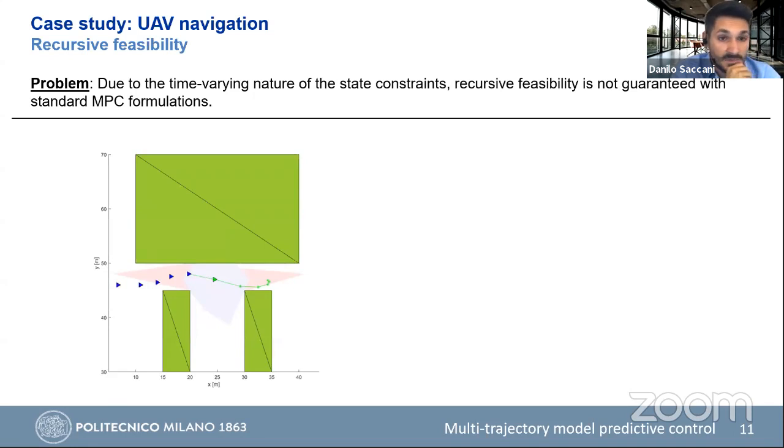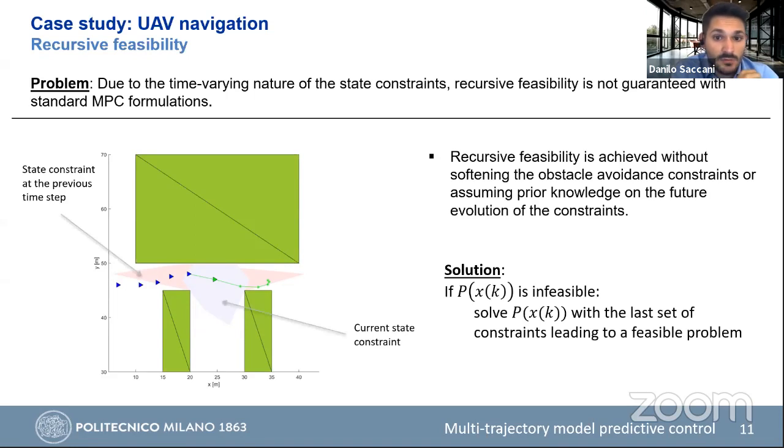However, due to the time-varying nature of the state constraints, a problem arises since the recursive feasibility is not guaranteed with standard MPC formulation. A standard practice to ensure the recursive feasibility is the use of a slack variable to soften the obstacle avoidance constraints. However, this approach allows the predicted trajectory to violate, if needed, the state constraints. That, in the context of safety critical applications, means allowing the predicted trajectory to collide with an obstacle.